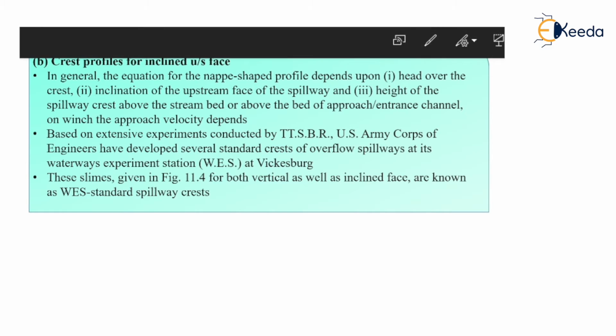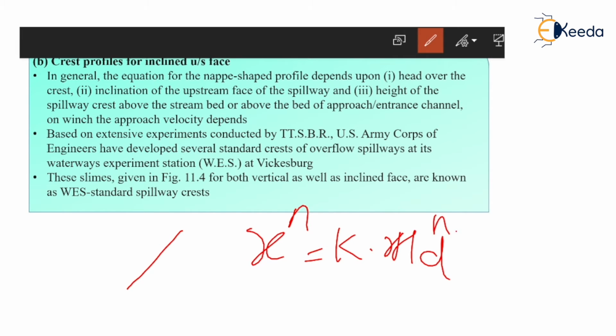Now we have seen the case when the upstream face is vertical. Now let's see what happens when the upstream part is inclined. Generally, the equation we use is x raised to n equals k times Hd raised to n minus 1 times y. This equation depends upon the head over the crest, the inclination of the upstream face of the spillway, and the height of the spillway crest above the stream bed or the river bed.